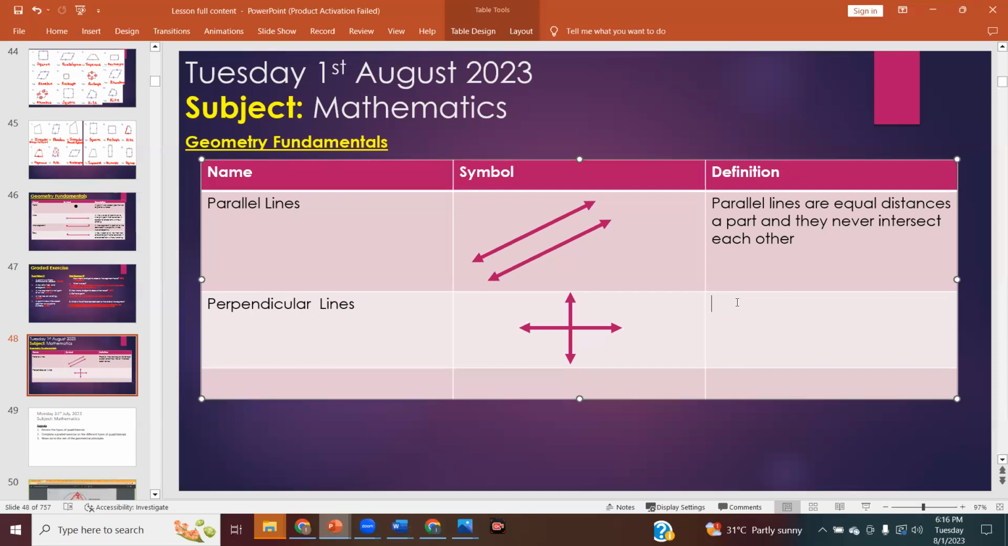So perpendicular lines intersect each other and form a 90-degree angle. So they intersect each other and then they form a 90-degree angle.